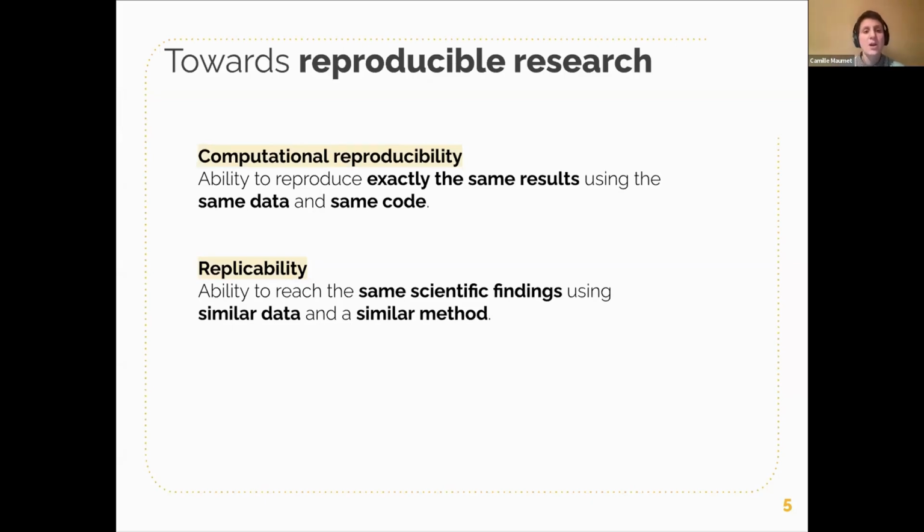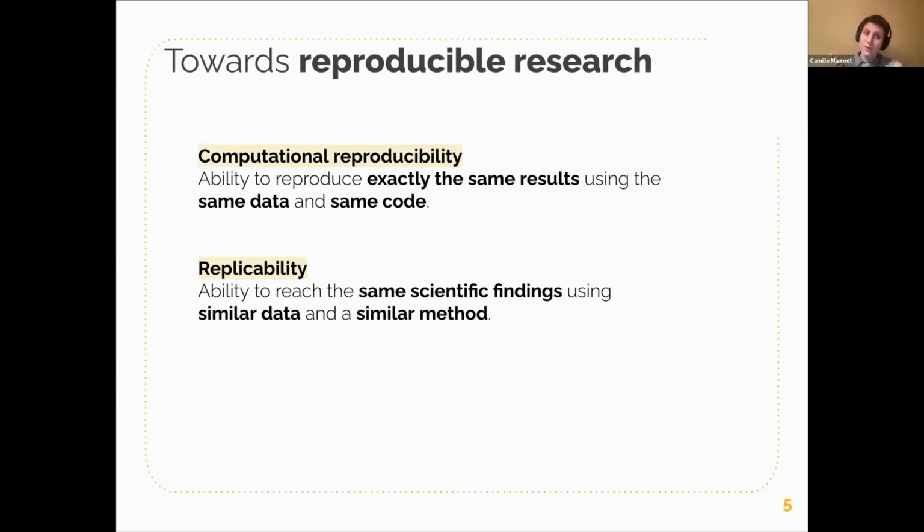or study. Replicability, on the other end, is the idea that we want to see if we get the same scientific findings. Maybe the results are slightly different, but the scientific conclusions are the same, using data that is similar and a method that is similar. Of course, this definition is very broad, and you have variations of that.